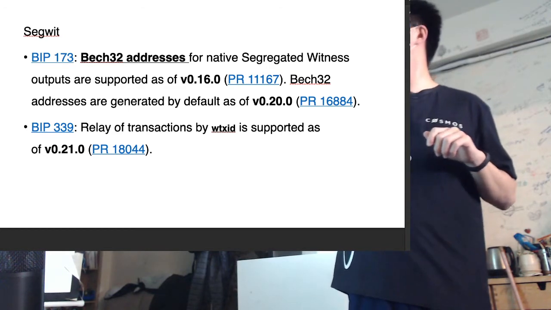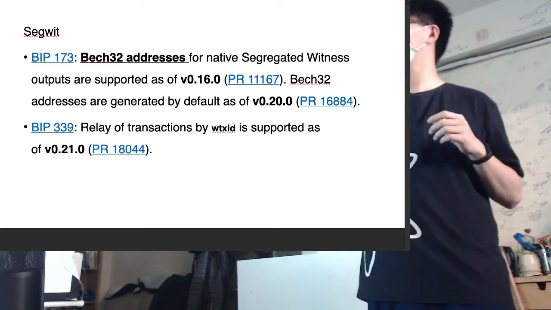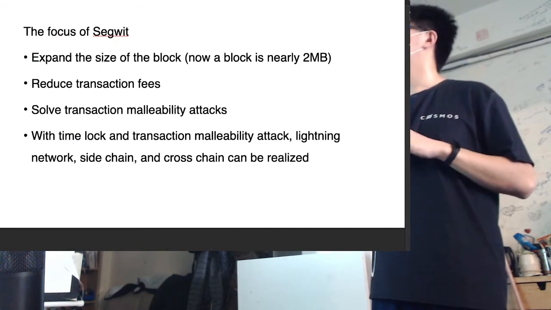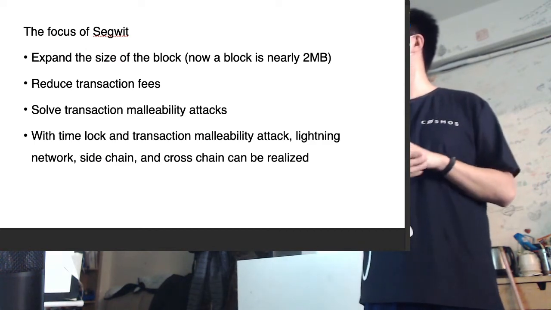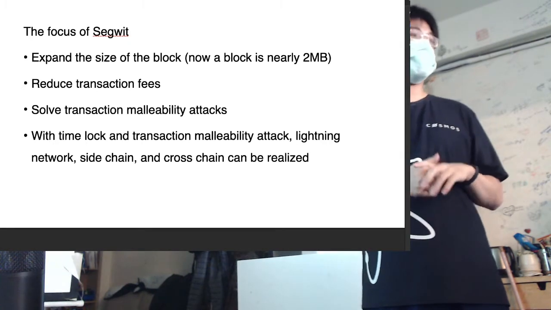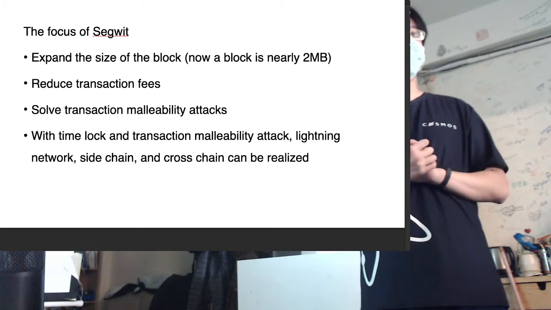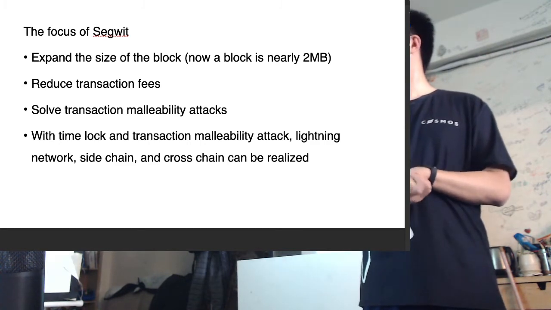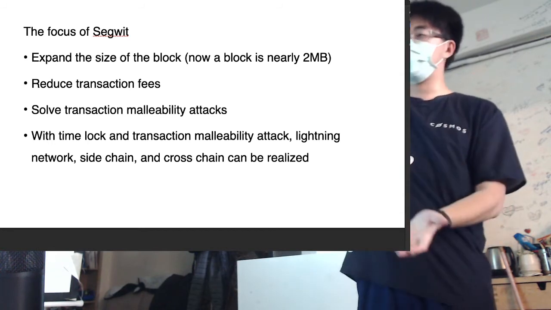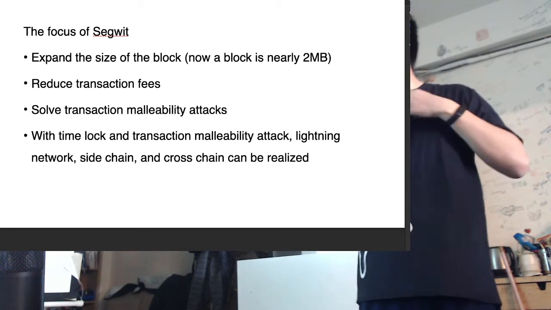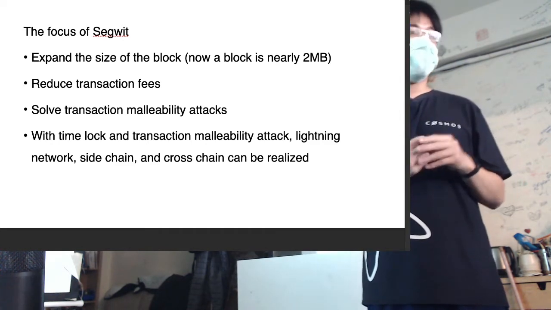And also a new kind of transaction ID called the witness transaction ID has already been added inside. Okay. So why are they focused on Segwit? Because they can expand the size of the block. Maybe everyone thinks that a Bitcoin block is only 1 MB, but it's already nearly 2 MB. So you can build a new block that's nearly 2 MB. Yeah, and you can reduce the transaction fee. You can make the transaction fee cheaper.